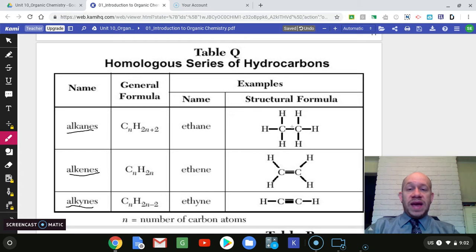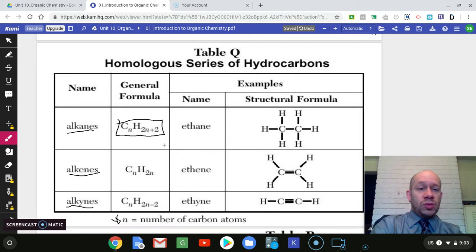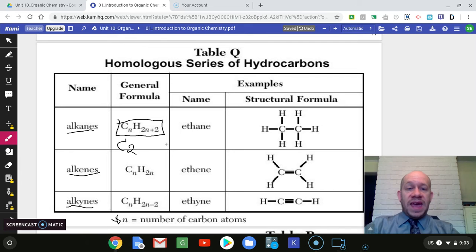Alkanes have only single bonds, and we will follow this general formula where N is the number of carbon atoms. So for example, in this compound called ethane, there are 2 carbon atoms. So CnH2n+2 would make this C2. If I plug in the N here for 2, so 2 times 2 is 4, plus 2 is 6, H6. So we can see that the alkanes follow this general formula, and if we count up our structural formula here, 2 carbons and 1, 2, 3, 4, 5, 6 hydrogens.